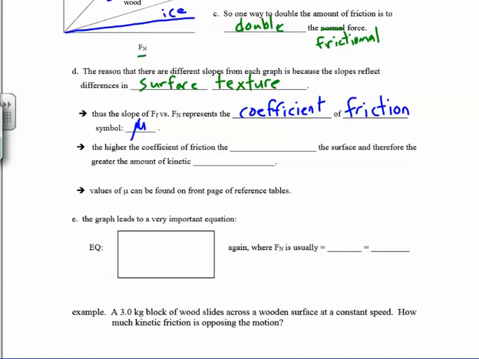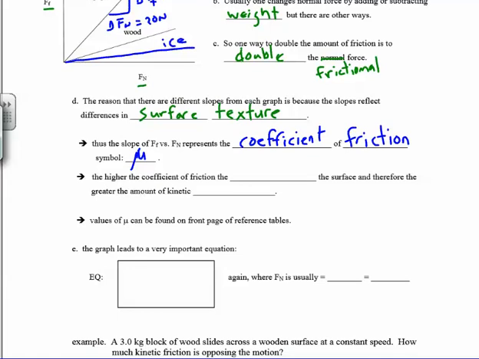Okay, so how do we interpret coefficients of friction? Well, pretty straightforward. The higher the coefficient of friction, the rougher the surface, and therefore the greater the amount of kinetic friction.